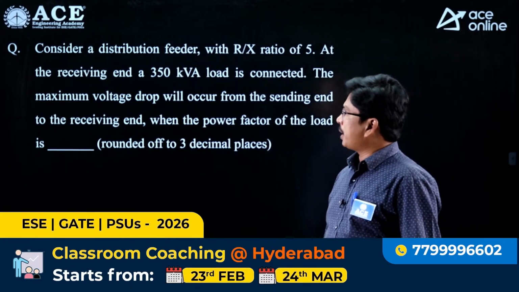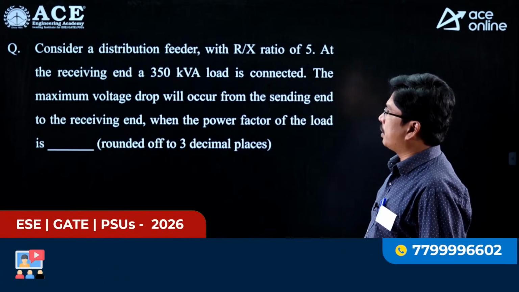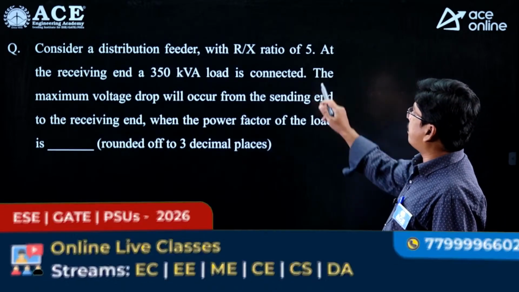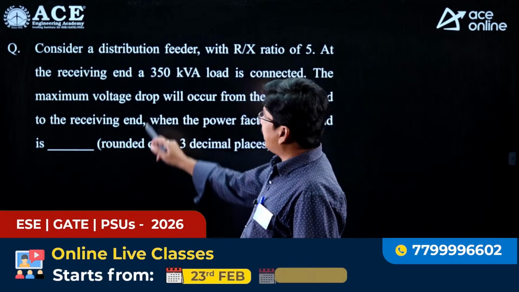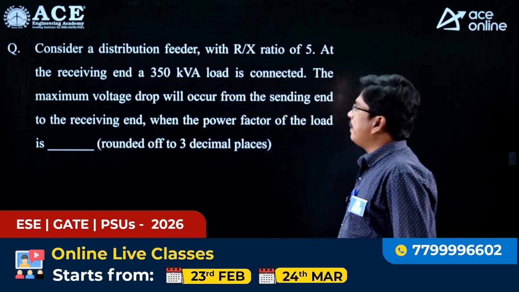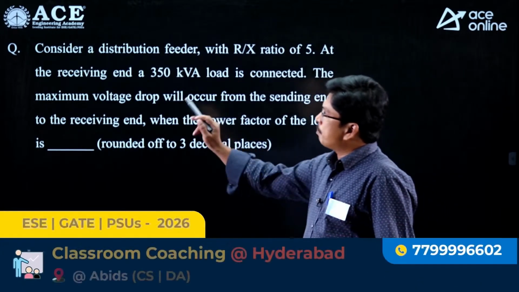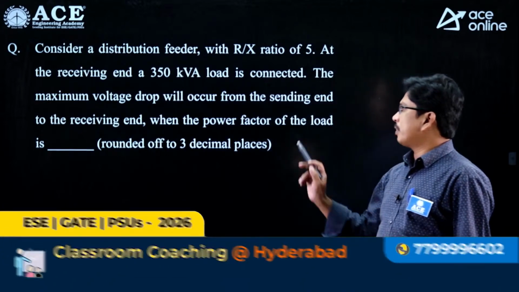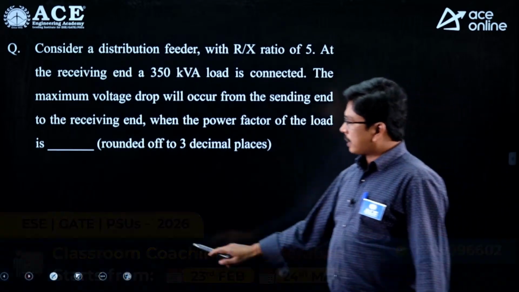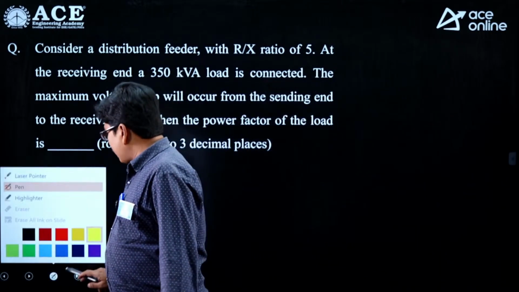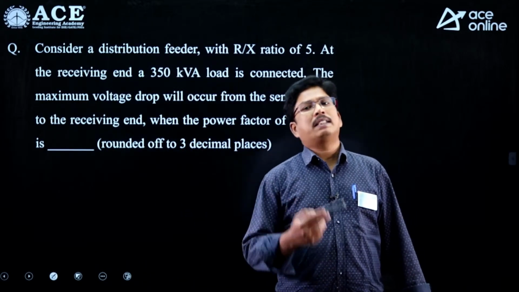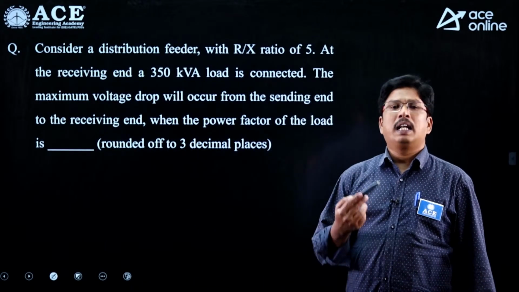See the first question, which belongs to transmission and distribution. Consider a distribution feeder with R/X ratio of 5. At the receiving end, a 350 kVA load is connected. The maximum voltage drop from sending end to receiving end will occur when the power factor of the load is what? They are asking for maximum voltage drop, which is nothing but maximum voltage regulation. The maximum voltage regulation always occurs for lagging loads.